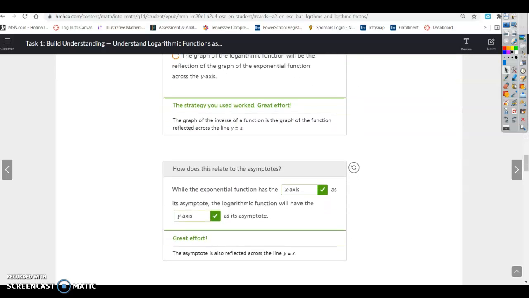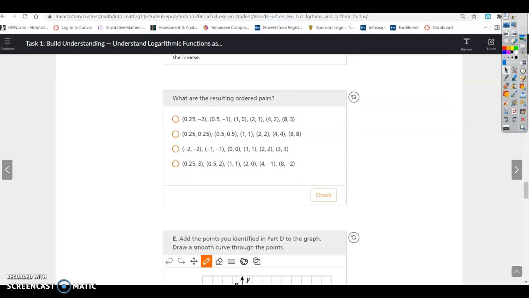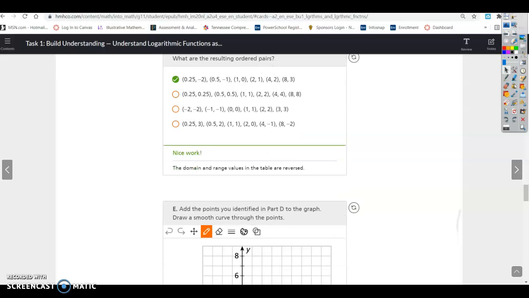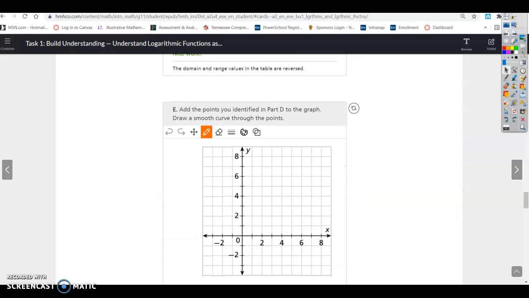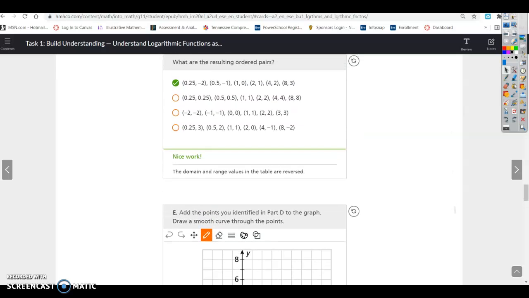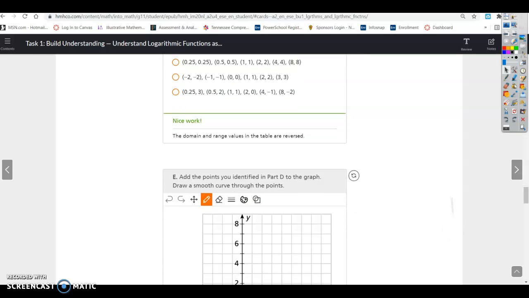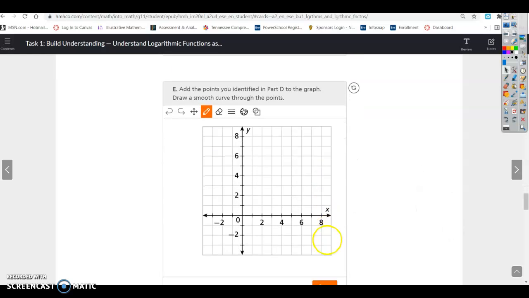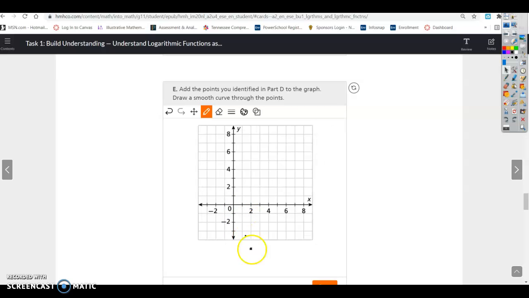So the only one that could be is the first one. So you just switch the x and y, and that's the inverse. All right, add the points you identified in part D to the graph. Draw a smooth curve through your points. All right, 0.25 and negative 2. All right, so this is 1.25. Negative 2 would be about right here.